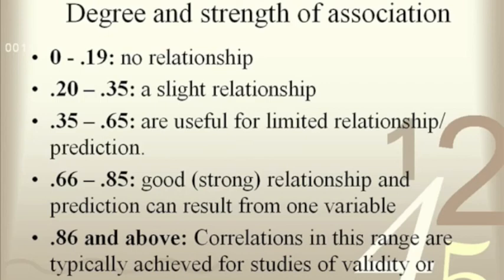And then 0.86 and above, this is a nice strong relationship. It's useful for predictability, and we use this for validity and reliability for different instruments that we may be using in our study.